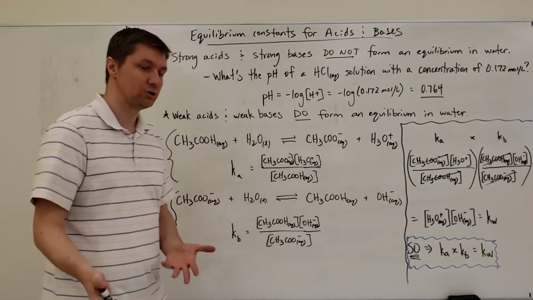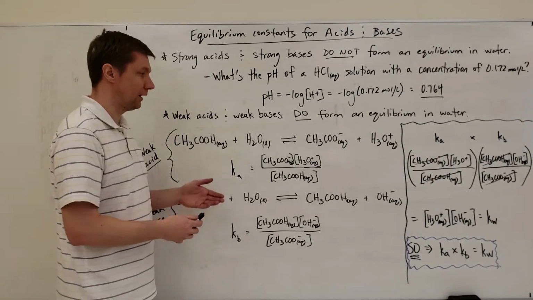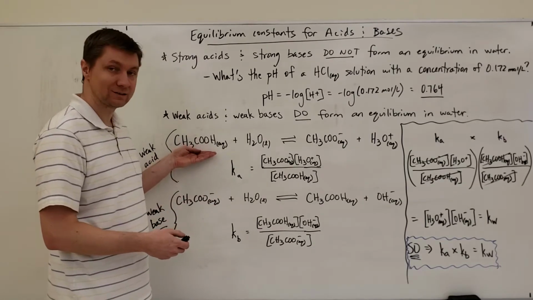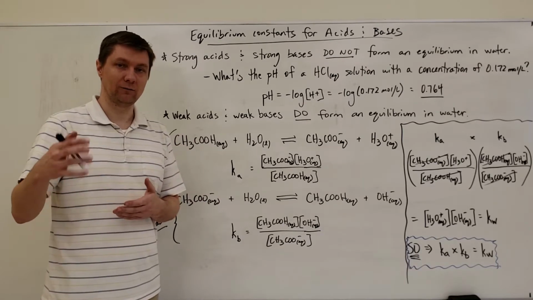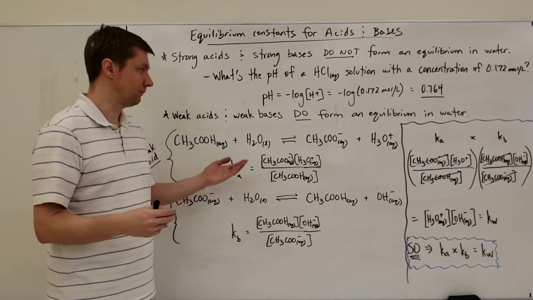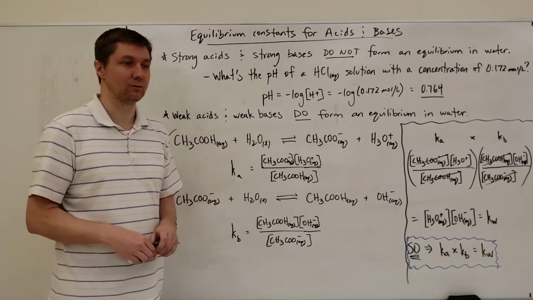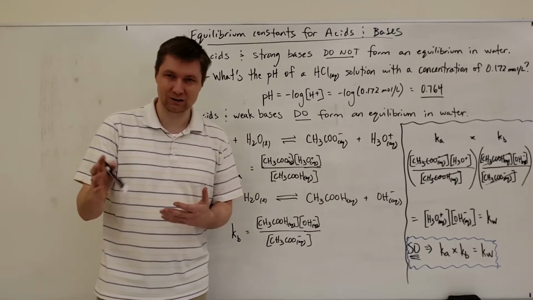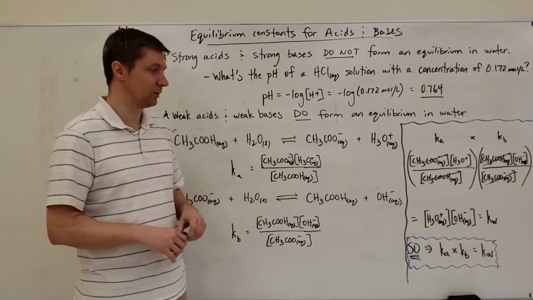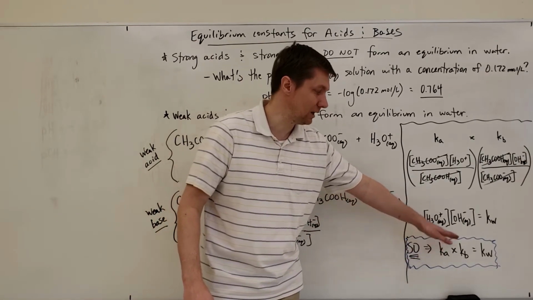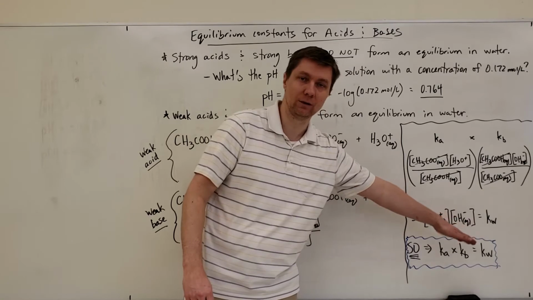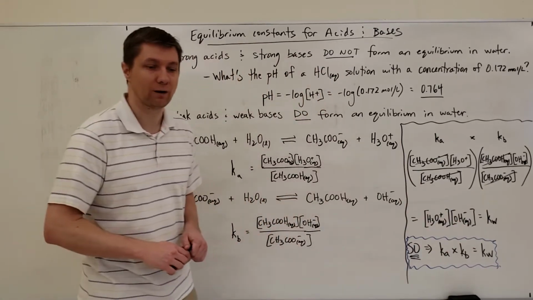And what you can now do is, if you're given a Ka for an acid, you can calculate the Kb for its alternative base that it turns into. We'll explore this concept a little bit more in future videos, but as long as you've got this relationship down and you understand, okay, Ka times Kb equals Kw, then that's all you need to know for right now.